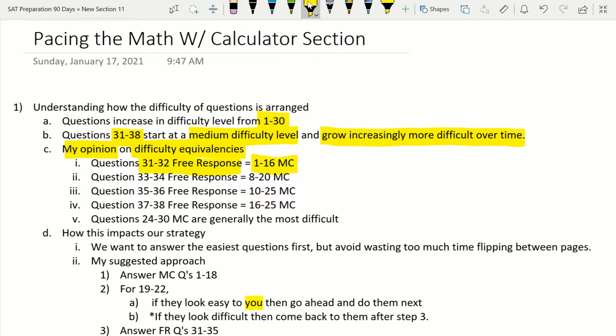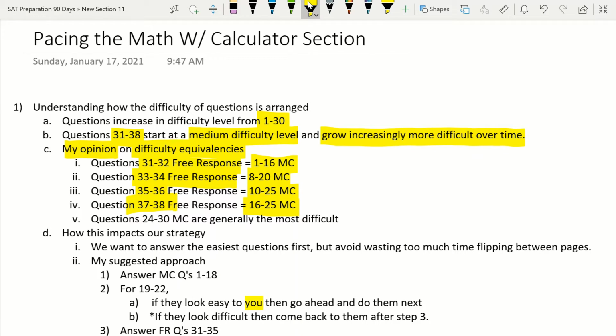Next, questions 33 to 34 on the free response are, in my opinion, generally equivalent to questions 8 through 20 on the multiple choice. So if we have a 33 or a 34, it's likely to be about equivalent in difficulty to a question from 8 to 20. Questions 35 and 36 are generally equal to about questions 10 through 25 of the multiple choice in difficulty. Keep in mind this is my opinion. And questions 37 to 38 tend to be generally equivalent in difficulty to questions 16 through 25.